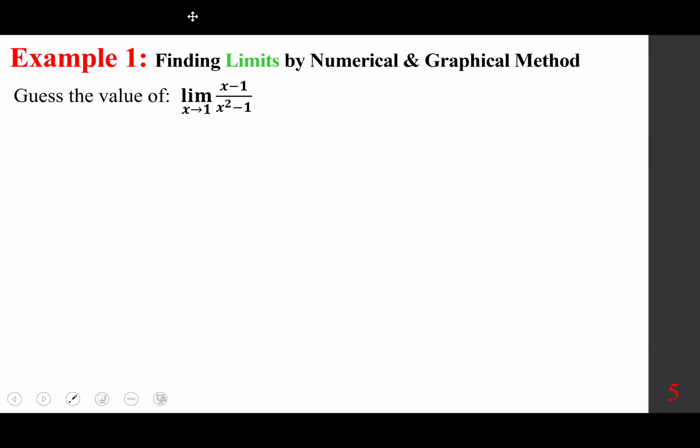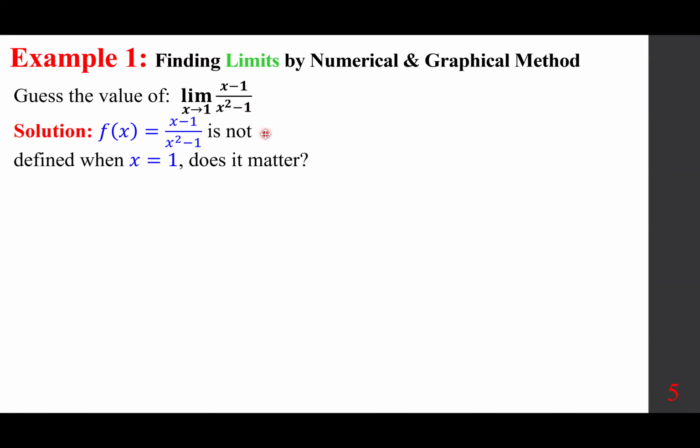Now let's look at this example, everybody. Finding limits by numerical and graphical methods. Guess the value of the limit of x minus 1 over x squared minus 1 as x approaches 1. We'll call this f of x, and note that f of x is not defined at x equals 1. However, it's not important. Why is that? Because the concept of a limit says as x approaches 1. It doesn't mean at 1.